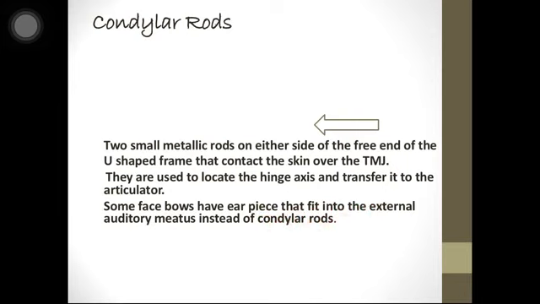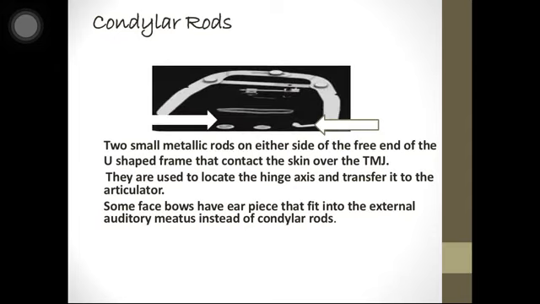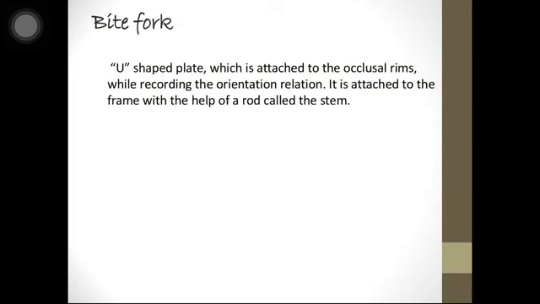These are basically two different types of face bows. One uses the exact center of condyle, and one uses the external auditory meatus instead of the center of condyle, and then it basically calculates the zero error, or uses the average difference between the condyle and external auditory meatus. These are the condylar rods.